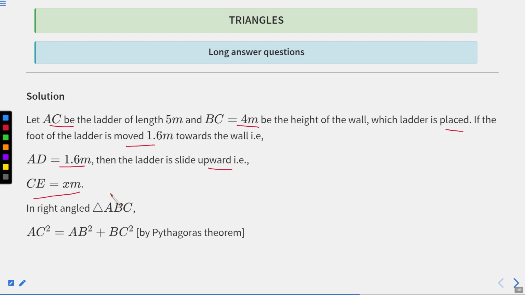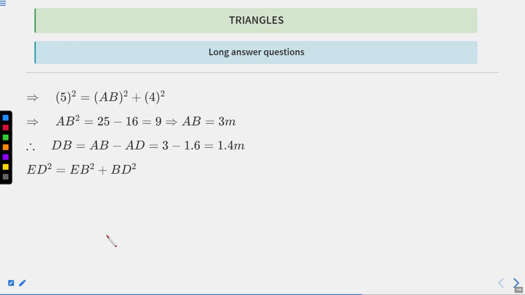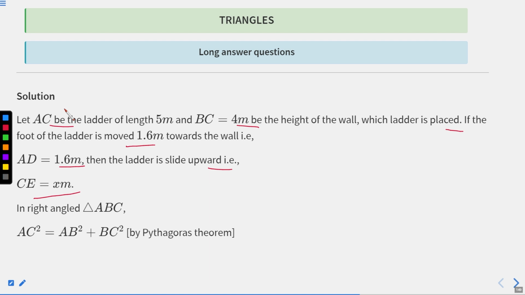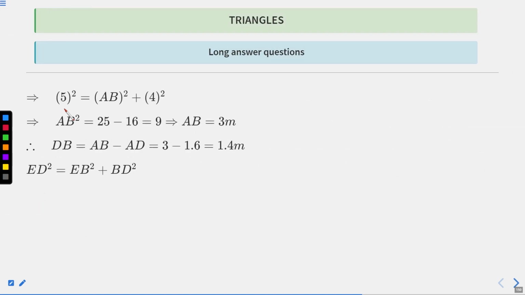In right angle triangle ABC, by Pythagoras theorem, AC square is equal to AB square plus BC square. Here we are given the value of AC is 5 and the value of BC is 4. So 5 square is equal to AB square plus 4 square, that implies AB square is equal to 25 minus 16, that is equal to 9.